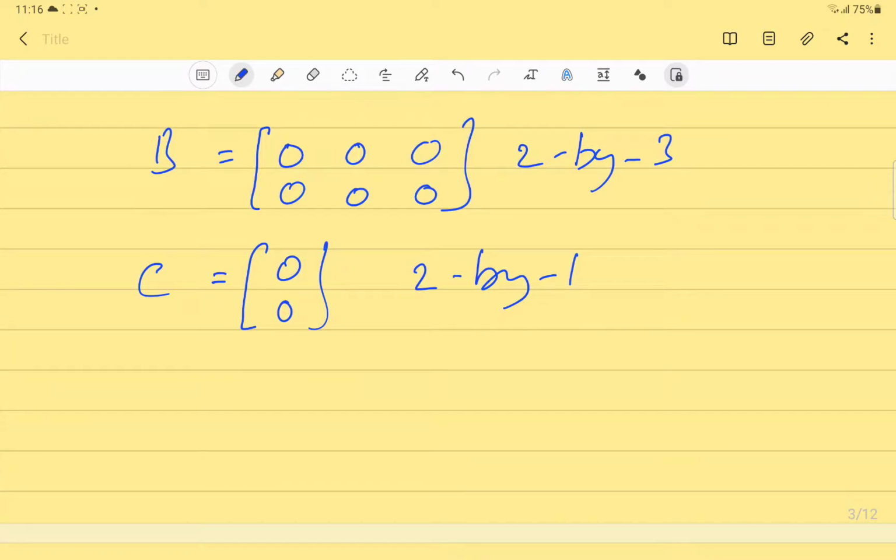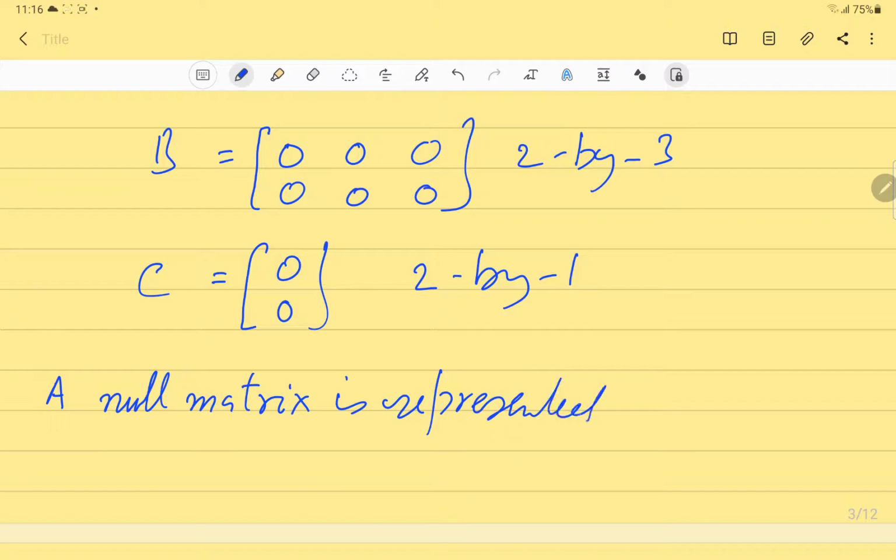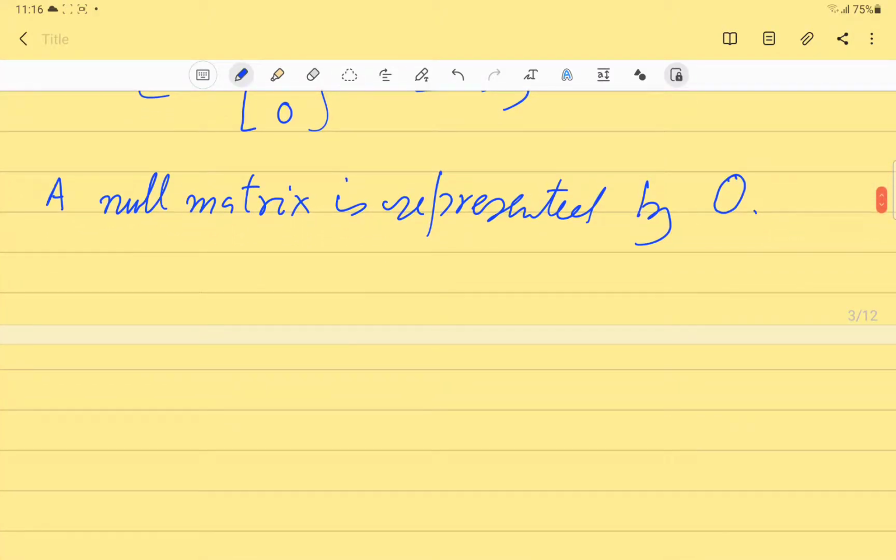Generally, a null matrix is represented by O, capital O. Let's write it down here so we don't forget. A null matrix is represented by capital O. Okay. The sixth type is transpose of a matrix.